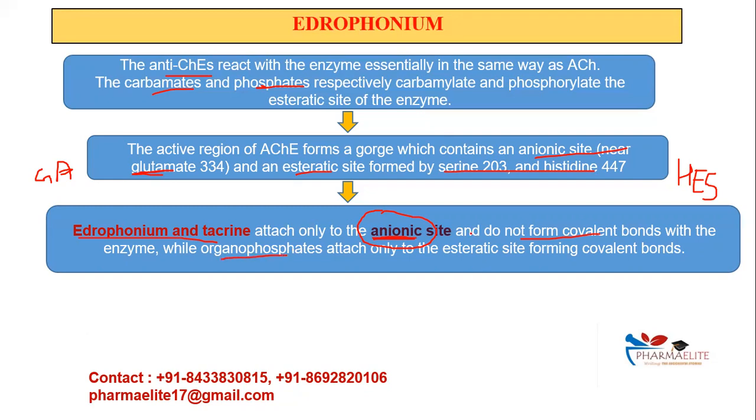Organophosphates, they only bind to the esteratic site. Okay, and they form covalent bonds. A very distinguishing point between edrophonium and tacrine and organophosphates: it's completely opposite, right? वो सिर्फ anionic site से bind करते हैं, organophosphates सिर्फ और सिर्फ esteratic site से bind करते हैं, and they form the covalent bonds. इसीलिए the covalent bonds are stronger bonds. अगर वो stronger bonds उस enzyme के साथ form करे तो enzyme का free होना that will be delayed and it will take more time. Okay, so yes, this is very, very important.